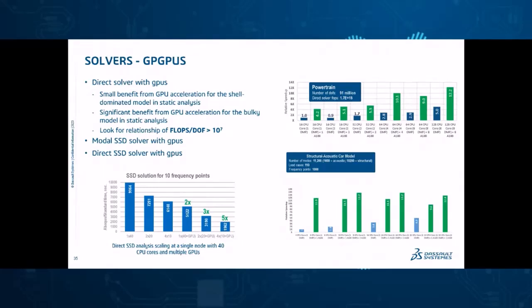A couple of other examples that really benefit from the hardware. The lower right graph shows the modal SSD speedups when using GPGPUs, and you can see some really good performance gains by the addition of just a single GPU. And the lower left graph shows the speedup with steady-state dynamics direct. One of the factors here is that with frequency domain analyses, you're solving a complex system of equations, and that's much more computationally expensive than solving the same model from a static analysis point of view, and that's why you see good performance from GPGPUs.